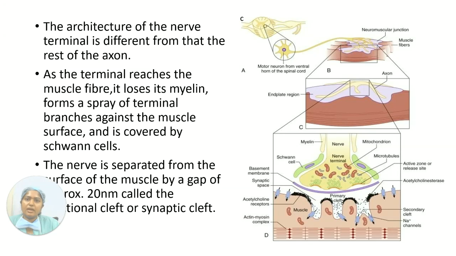The architecture of the nerve terminal is different from that of the rest of the axon. As the terminal reaches the muscle fiber, it loses its myelin, forms a spray of terminal branches against the muscle surface, and is covered by the Schwann cells. The nerve is separated from the surface of the muscle by a gap of approximately 20 nanometers, called the junctional cleft or the synaptic cleft.